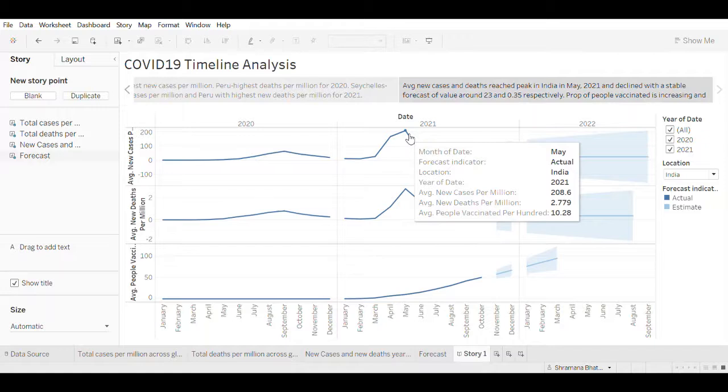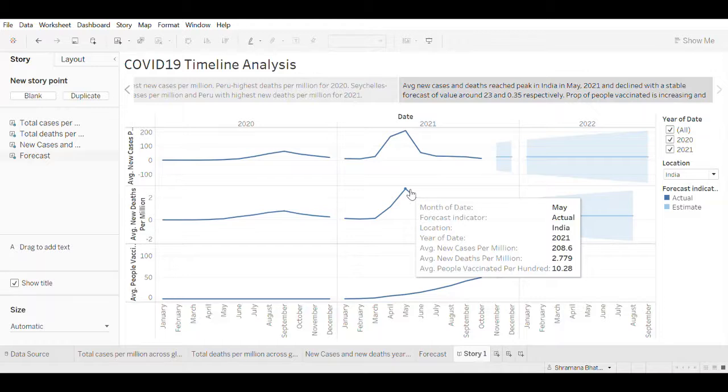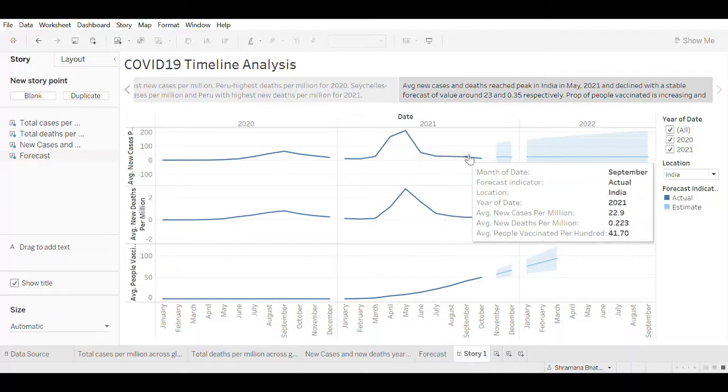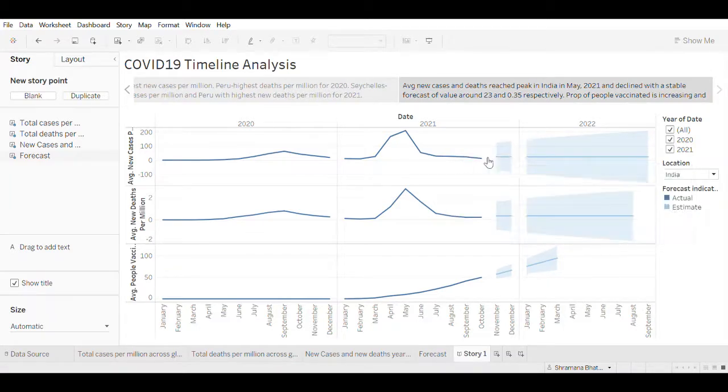And it was around May when it reached its peak. You can see it was in the month of May, when average new cases per million reached its peak, 208.6. And the deaths also reached their peak, 2.779, right? And then again it has slowly decreased, and to the current situation now.